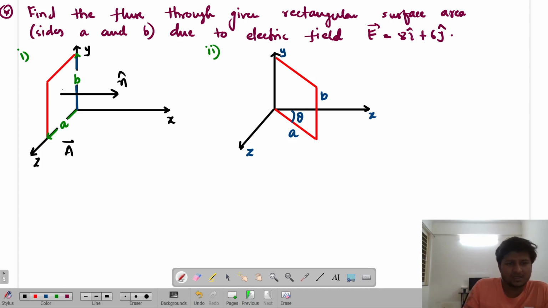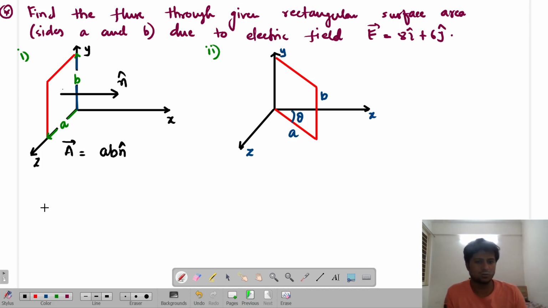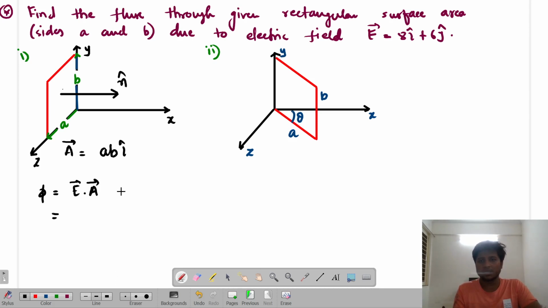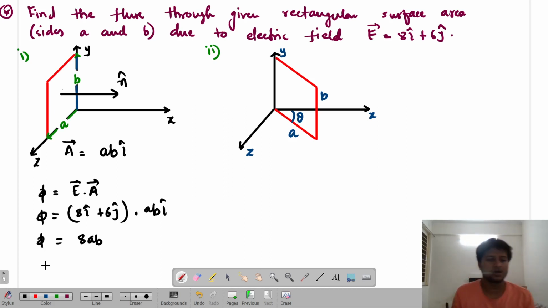So the area vector is nothing but AB n cap, and it is an open surface, so I'll consider only one direction of normal, isn't it? So AB n cap means AB i cap. So when I take the flux, E vector dot A vector, 8 i cap plus 6 j cap dot AB i cap. So what is your answer? 8 AB. Are you able to get it or not?